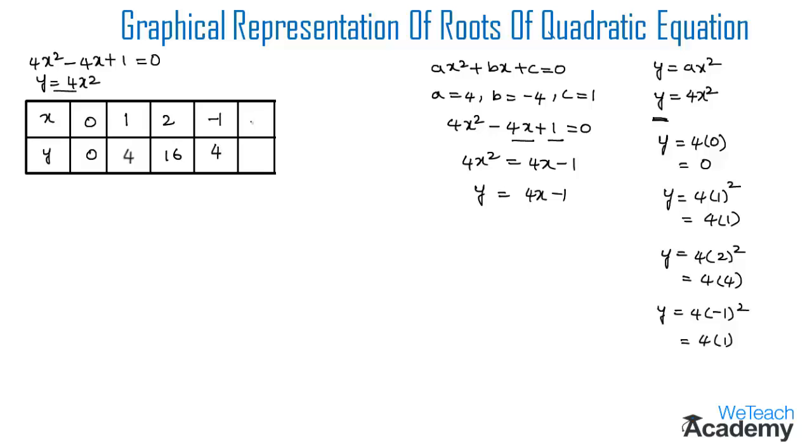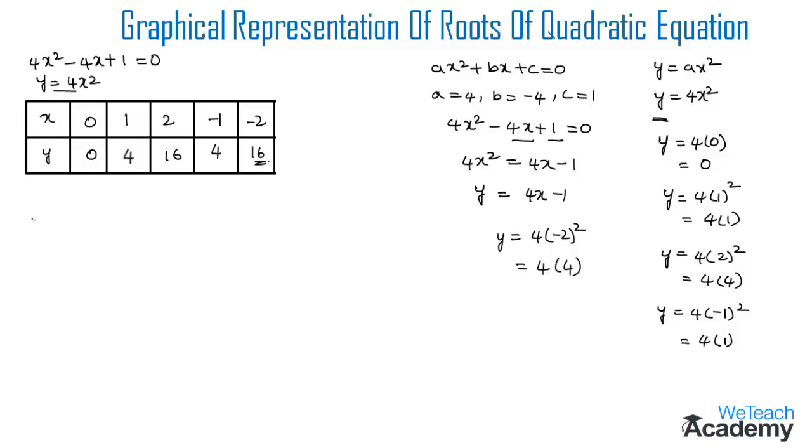And now let us consider the value of x as minus 2. So by substituting x as minus 2 in the equation, we get y is equal to 4 into (minus 2) whole square, that implies 4 into (minus 2) whole square is 4. So we get the product of 4 and 4 as 16.